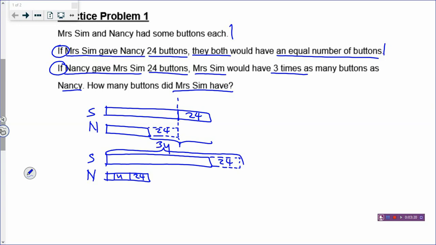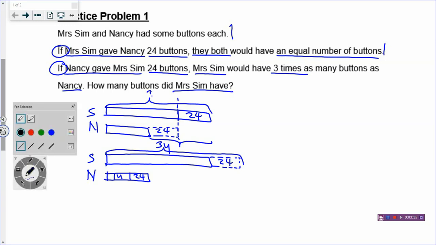So how many buttons did Mr. Sim have? Where would you want to put the question mark? You can put your question mark over here. That is what the question is asking you to find. So your model is done already. You have 2 conditions. Now you look at the model and try and see how to solve.